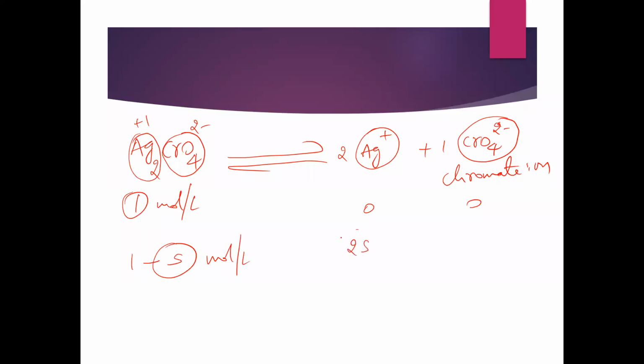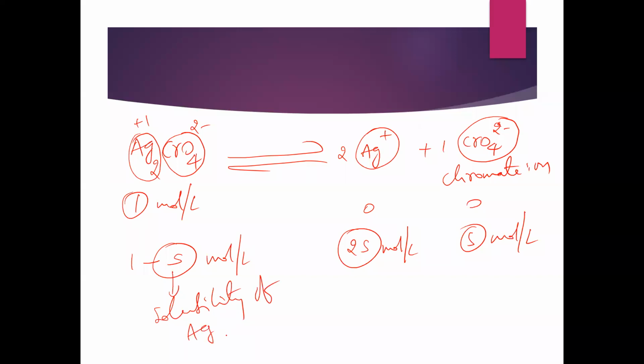Here 2S will be forming, and here S will be forming. So 2S moles per liter, and here S moles per liter. What is S here? Solubility of the sparingly soluble Ag2CrO4 salt. It is a sparingly soluble salt, remember. So solubility is S moles per liter. Now how much is left over? Salt, 1 minus S, is left over.